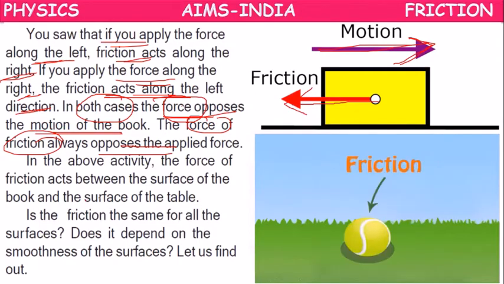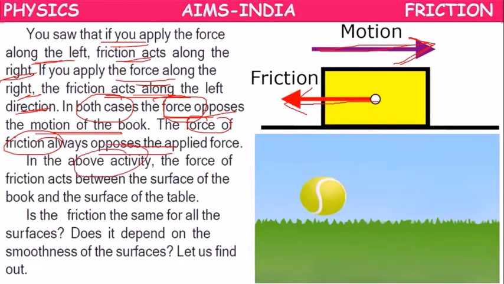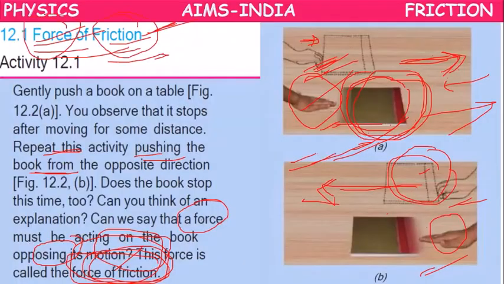Next. In the above activity, the force of friction acts between the surface of the book and the surface of the table. That we have to observe, because here the book is moving on the table. Means the bottom portion of the book and the upper portion of the table are in contact with each other. Bottom portion of the book means surface 1, S1.